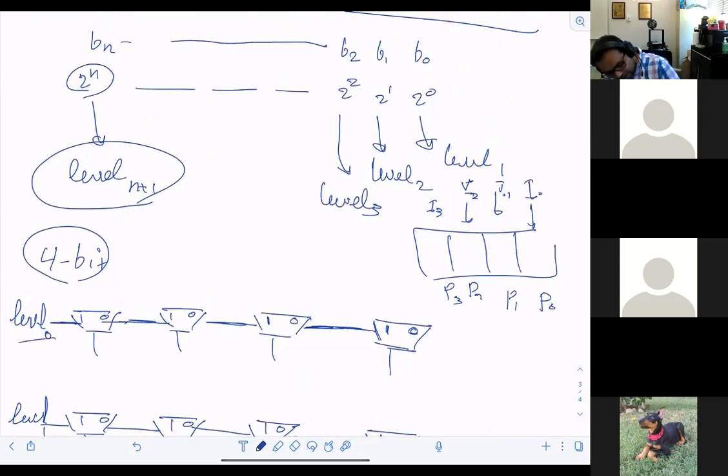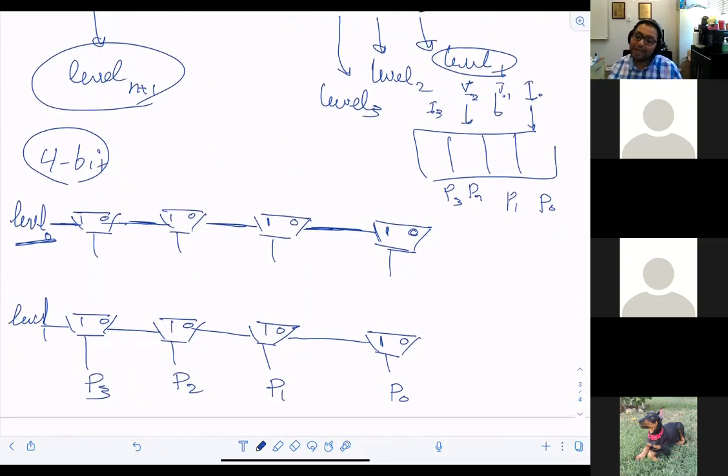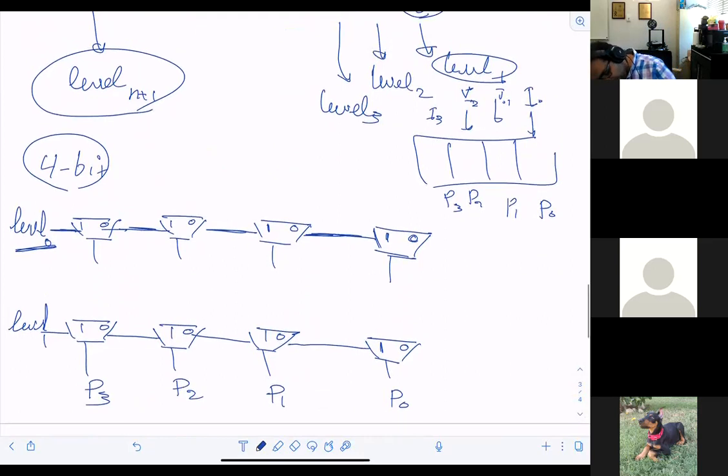So this is level 0, which is my level here, right? What is 2 power 0? It's 1. So that means the distance between the pair of inputs should be 1. So if I started here and say this is I0, the second input for this multiplexer should be I0 plus 1. So it's going to be I1.